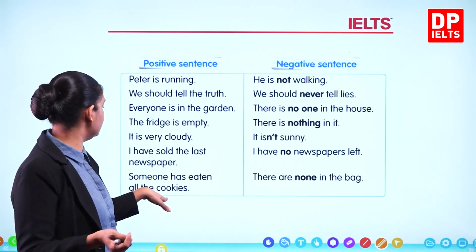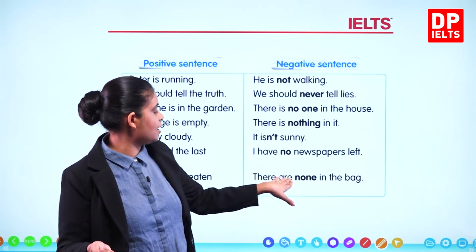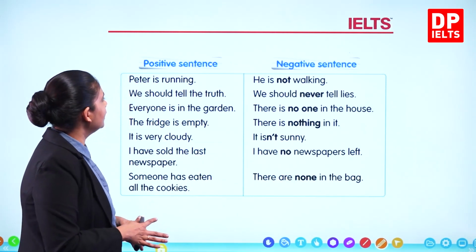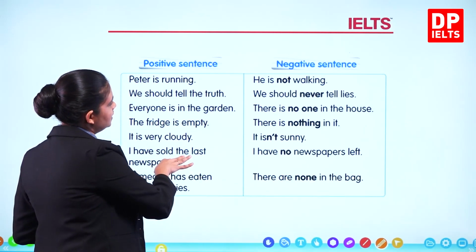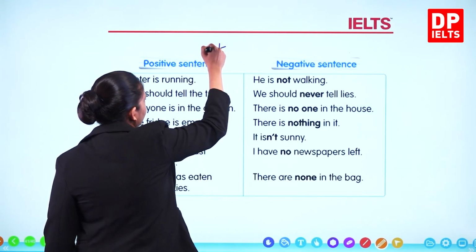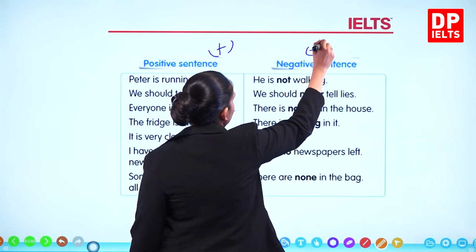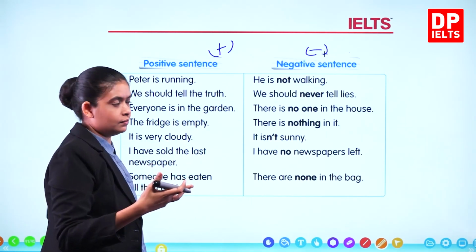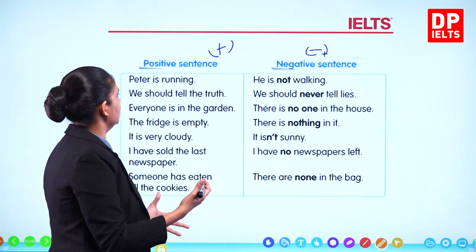Someone has eaten all the cookies. There are none in the bags. And none means negative, right? දැන් අපි ගත්තොත් positive sentences තියෙනවා, negative sentences තියෙනවා. Okay? Positive ඒවා කියන්නේ අපි කරන ඒවා. Is so කියන එක, right?